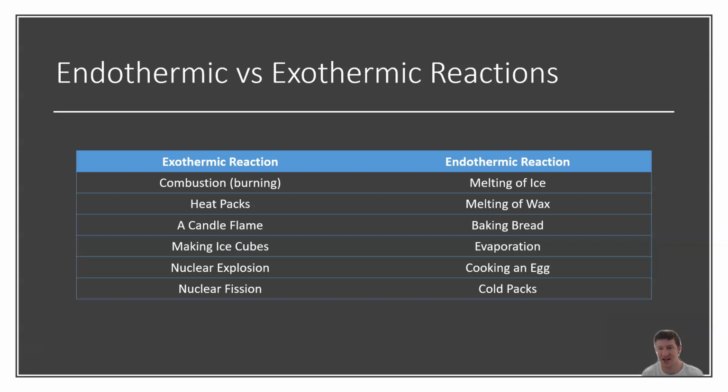Endothermic reactions: we have ice melting, because it's absorbing the surrounding heat, so it's going to warm up, but the surrounding environment will get colder. Wax melting, baking bread, evaporation is a good one, cooking an egg, and cold packs. So remember, anything that's taking in energy from the surroundings, the surrounding area is affected.